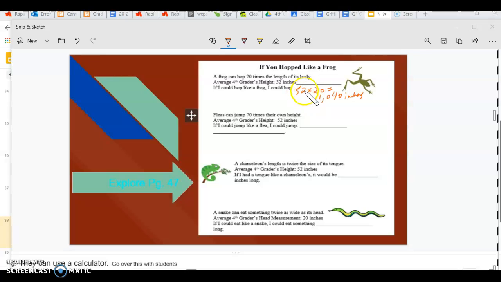Okay, so for that first one, you should have 52 times 20, and using your calculator, you should correctly have the answer is 1,040 inches. So now we're going to go down to the second one.